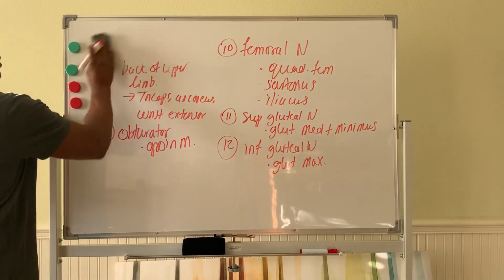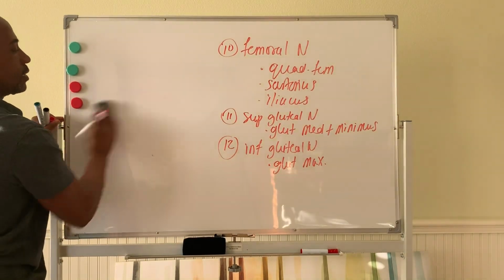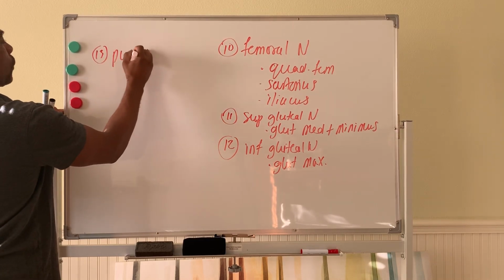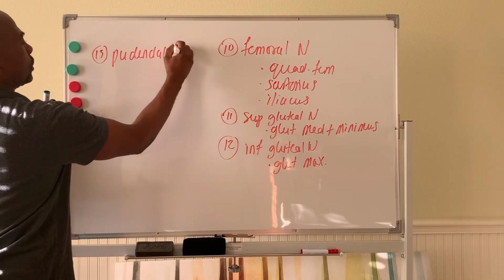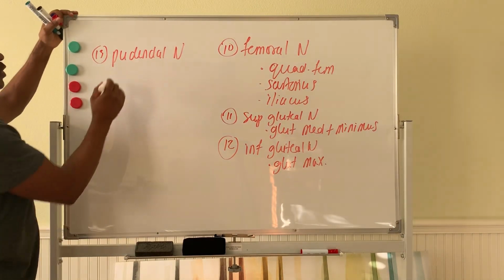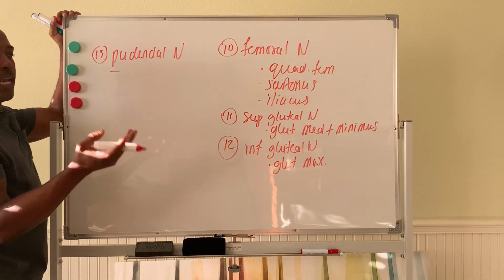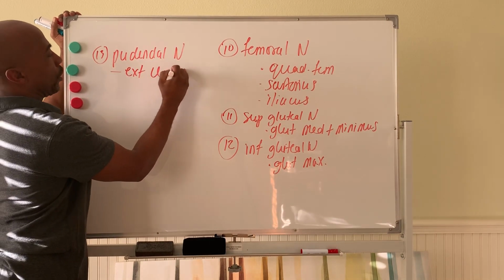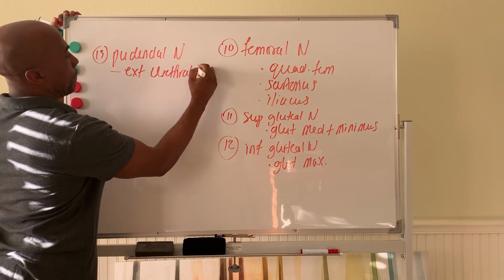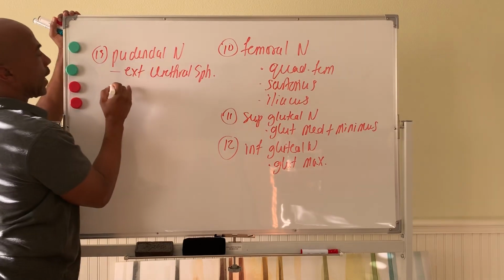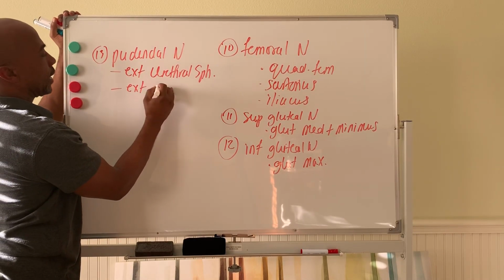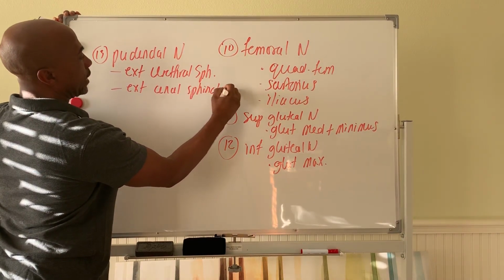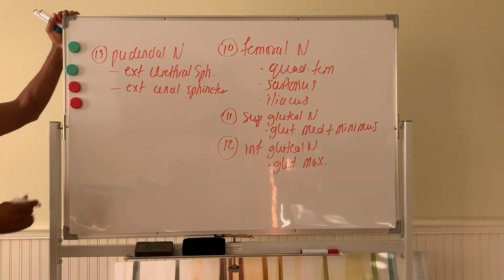Then we have, I'm almost there. Then we have 13, your pudendal nerve. This nerve controls the muscles for urination and defecation. It controls your external urethral sphincter and your external anal sphincter muscles. Muscles for urination and for defecation.